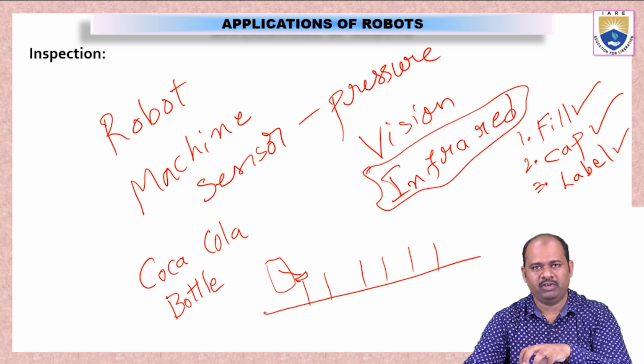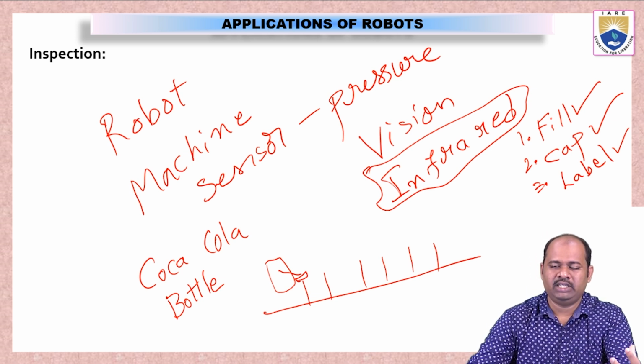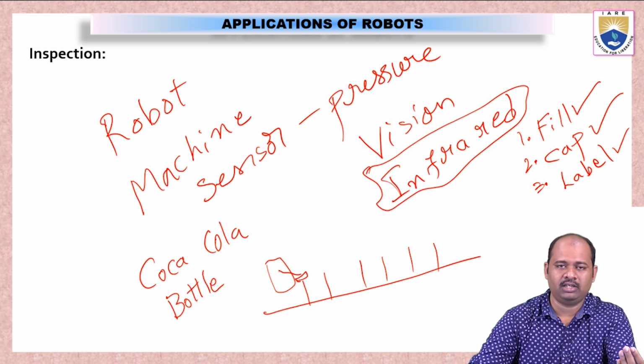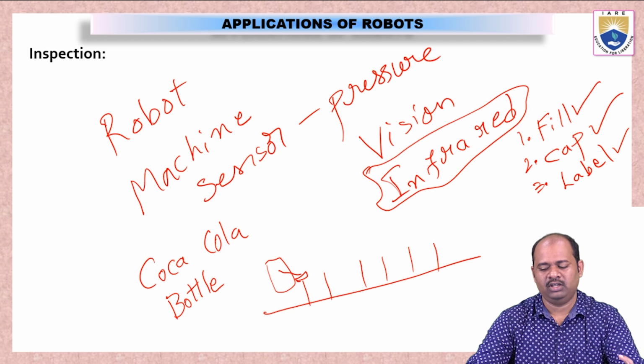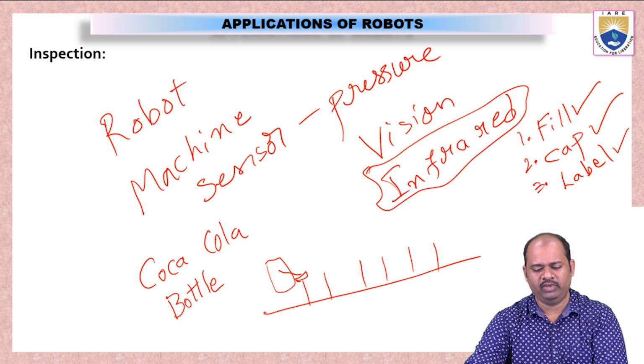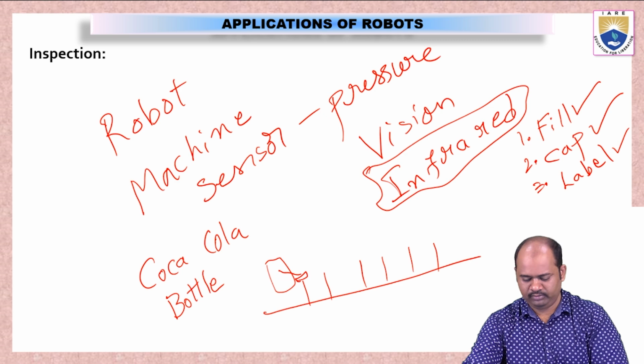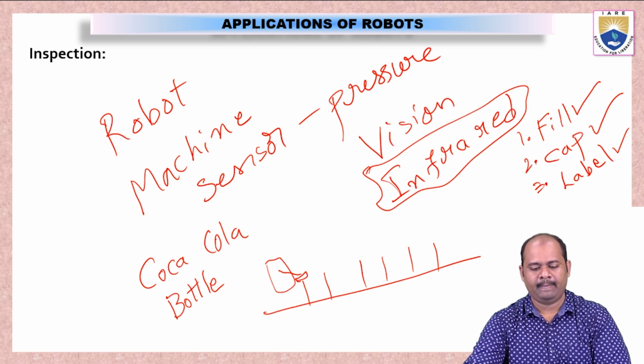So this is one example where we can use robots for inspection. A lot of other applications are also there where robots can be used for checking the assembly of machine parts, like a car body or any truck body. We can use robots for inspection of the entire body. So these are some of the applications where robots can be used for assembly, inspection, and some other processes like welding, painting, and water jet cutting, etc.